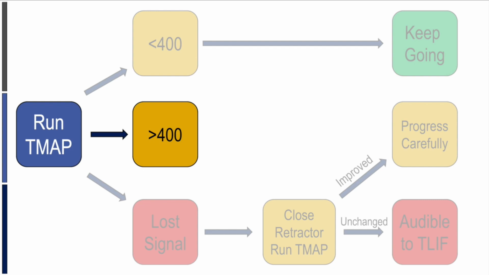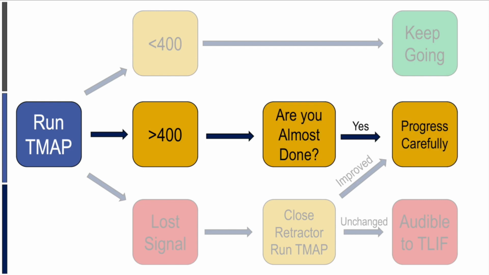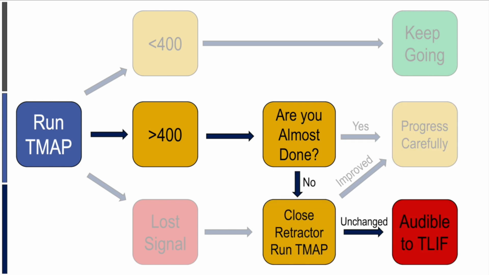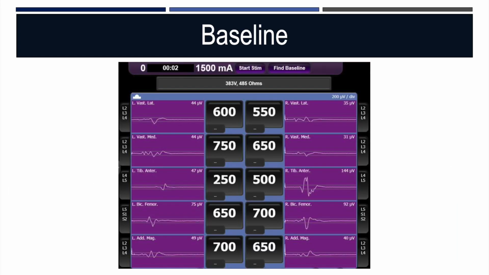If I have a change of greater than 400, I examine where I am in the case, and if I'm putting in the cage, I finish swiftly and carefully. If I am not close to finishing and this change is occurring early or is a progressive change, then I follow the red algorithm and I abort to a posterior-based surgery. The rest of this video is an example of how I use TMAP in a case.